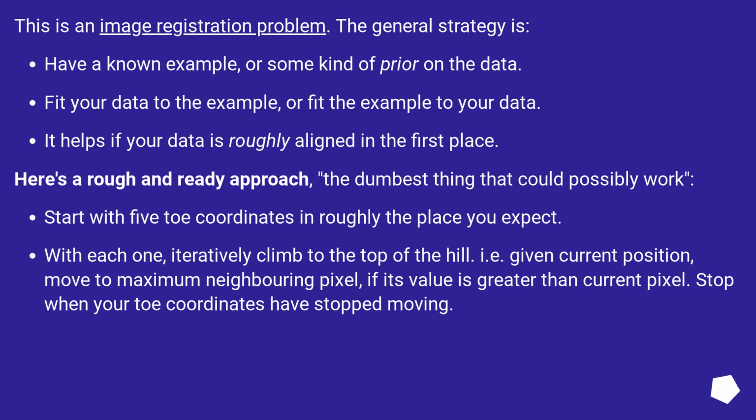This is an image registration problem. The general strategy is: have a known example, or some kind of prior on the data, and fit your data to the example, or fit the example to your data. It helps if your data is roughly aligned in the first place. Here's a rough and ready approach, the dumbest thing that could possibly work. Start with 5 toe coordinates in roughly the place you expect. With each one, iteratively climb to the top of the hill, i.e. given the current position, move to the maximum neighboring pixel, if its value is greater than the current pixel. Stop when your toe coordinates have stopped moving.